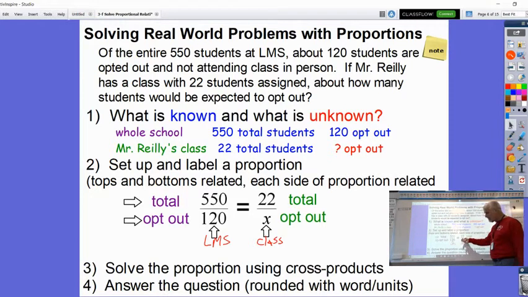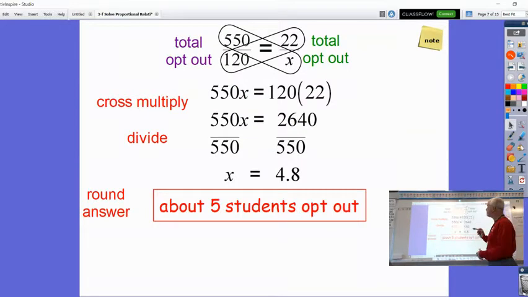And the way I'm going to have you specify what's what here is by writing these words, okay? Write total over opt-out on one side and total over opt-out on the other. And you'll see this in the example that we did. So once you set this up, now it's just solving a proportion like we did previously in the lesson. We're going to solve by cross-multiplying.